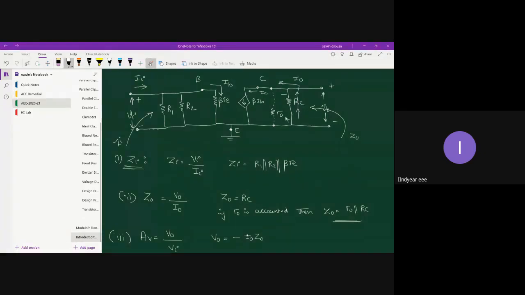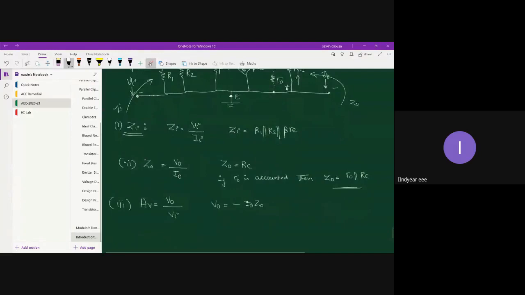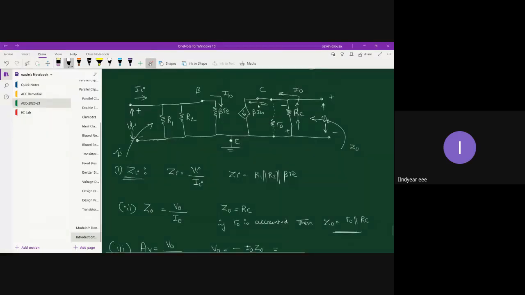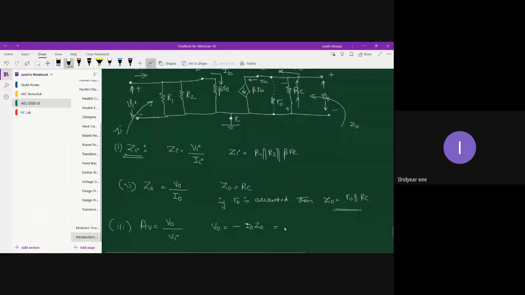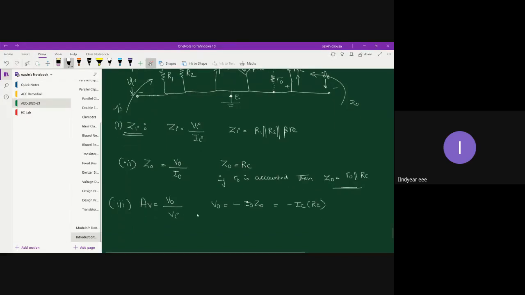So that's the reason I'm writing V naught as minus I naught into Z naught, because the polarity is opposite to what we have assumed. So that is equal to I naught, and I naught is nothing but IC here. So you can directly write minus IC into Z naught. Z naught we have already found, so that's RC. We'll neglect the effect of R naught, it doesn't matter.